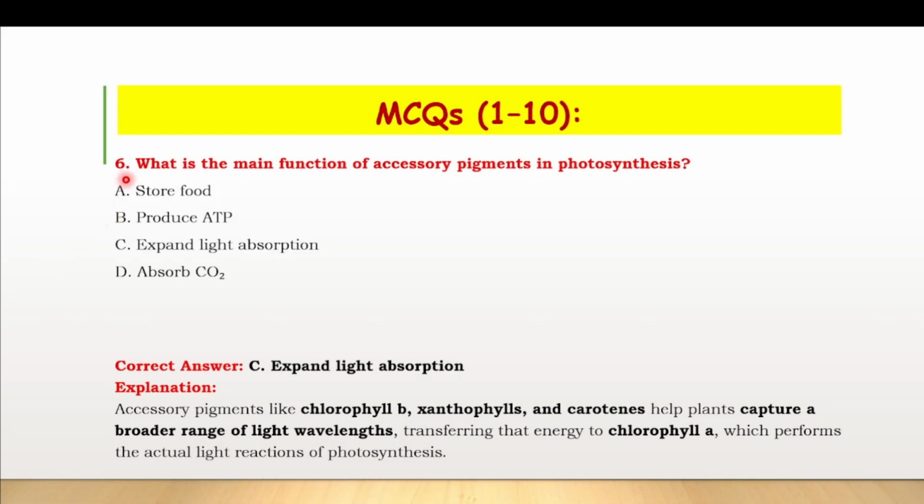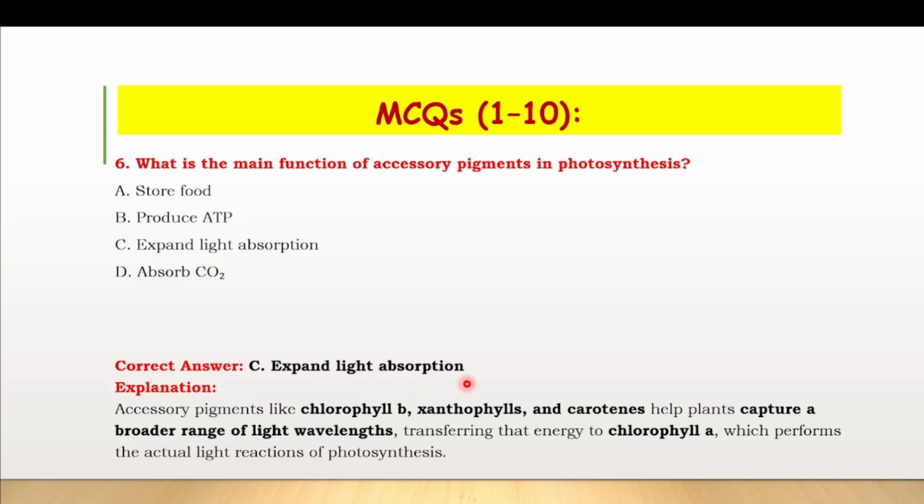Question 6. What is the main function of accessory pigments in photosynthesis? A. Store food. B. Produce ATP. C. Expand light absorption. D. Absorb CO2. Correct answer is C.